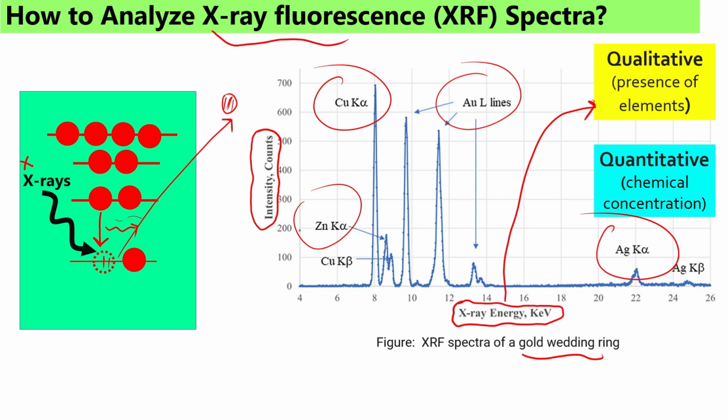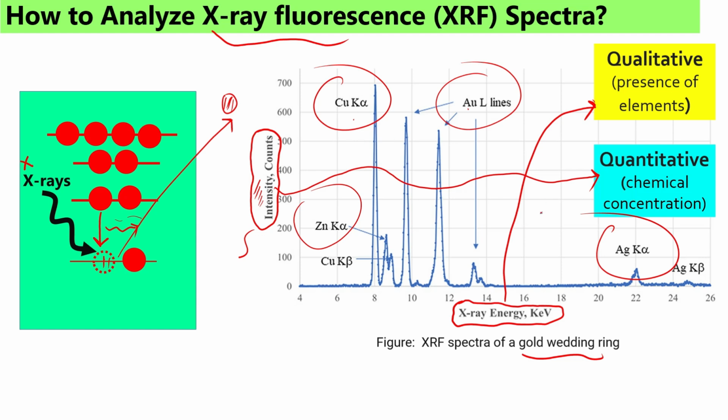The second important information is on the y-axis, and that is basically the intensity. So this talks about the concentration. We identify from the x-axis that there are 1, 2, 3, 4 elements. Now, what is the concentration of these elements? Which elements exist in small proportion? Which element exists in large proportion? The intensity on the y-axis talks about the quantitative analysis, the chemical concentration.